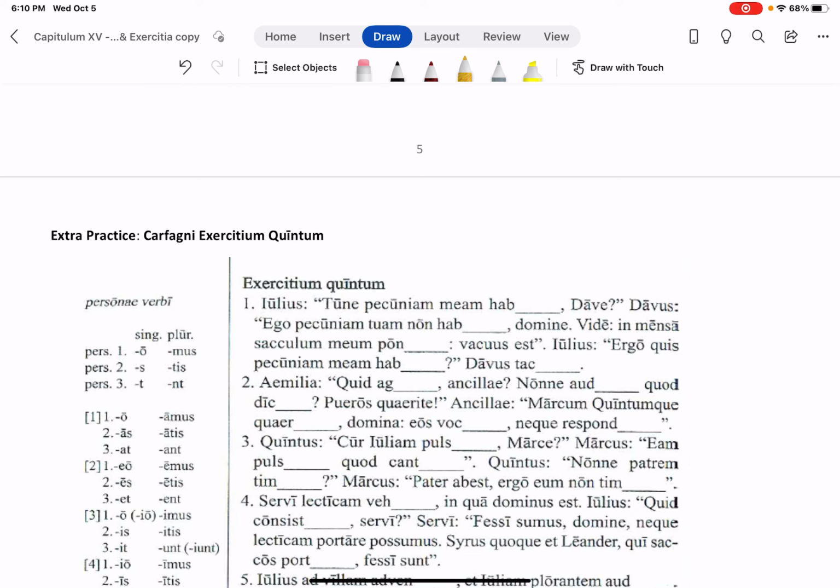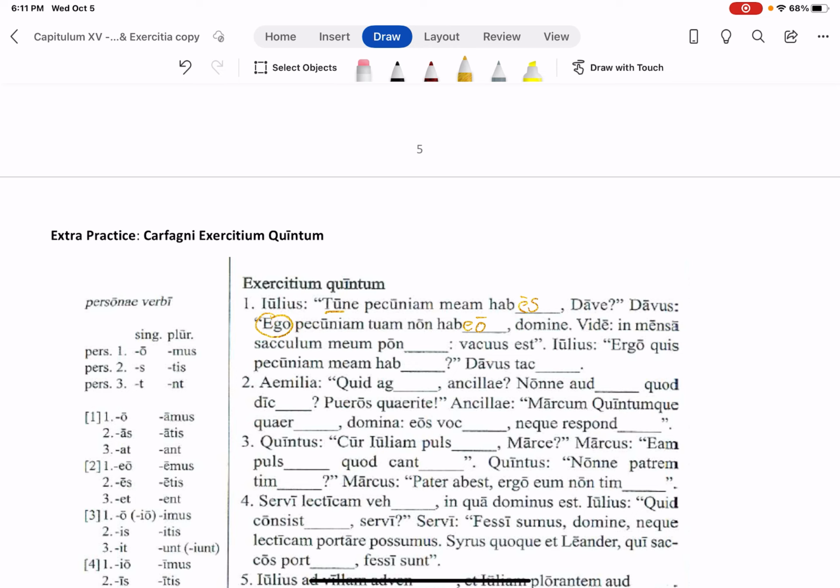So number one, Julius, tu ne pecuniam meam habes, Dawe? And here it's habes, right? Because he's addressing Davos, and he's saying, "Oh, Dawe, do you have my money? Tu ne habes pecuniam meam?" And Davos responds, "Ego pecuniam tuam non habeo, domine." And here, Davos is speaking for himself, so he's speaking in first person. And you see the ego indicating that. "I do not have your money, O master."